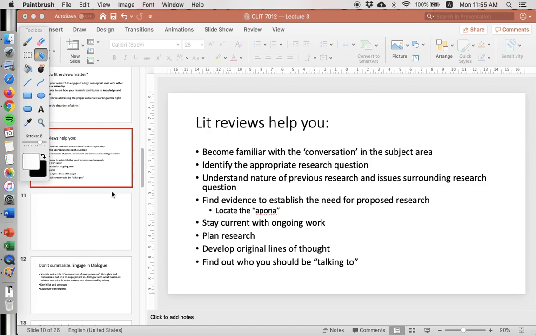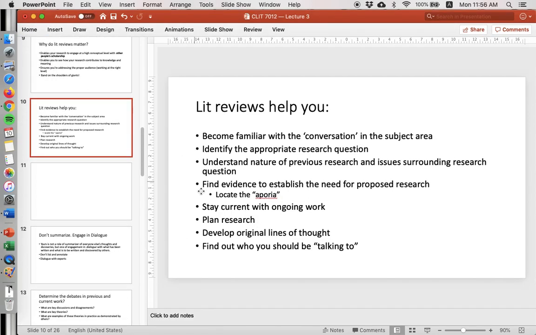What I'm trying to say is the lit review helps you become familiar with what other people do, identify the appropriate research question, find evidence to establish the need for the proposed research, and stay current with what others have done. And then plan out your research plan, okay? And develop something original, all right?